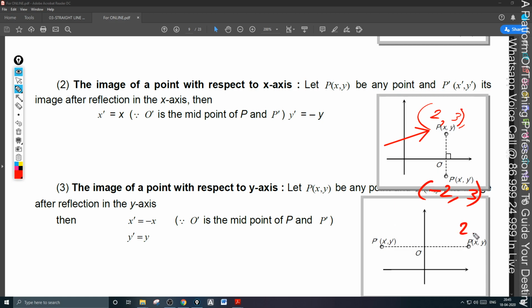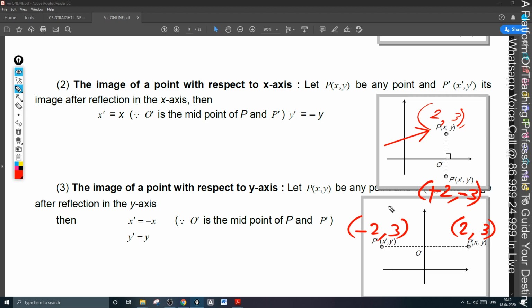Similarly, if this is (2, 3), its image in the y-axis is (minus 2, 3). And this is (plus 2, minus 3). X coordinate remains the same, y changes its sign. So image in the x-axis, y changes its sign. Image in the y-axis, x changes its sign.